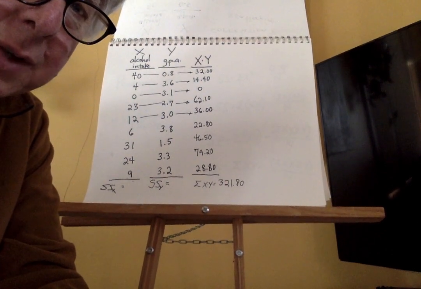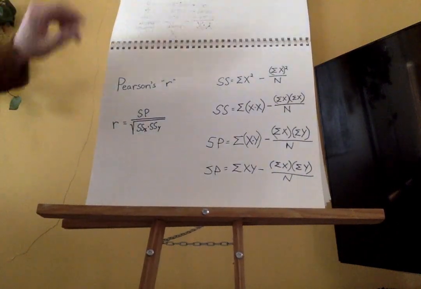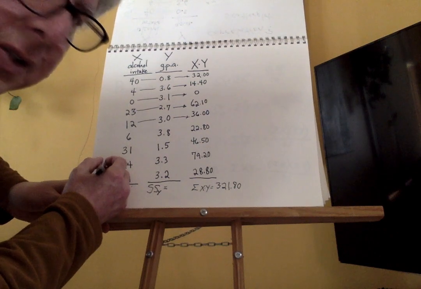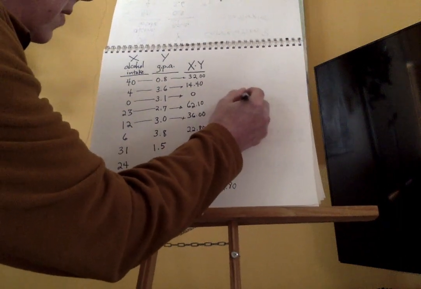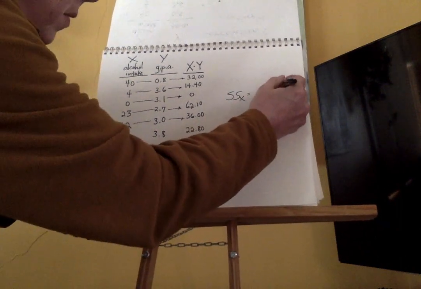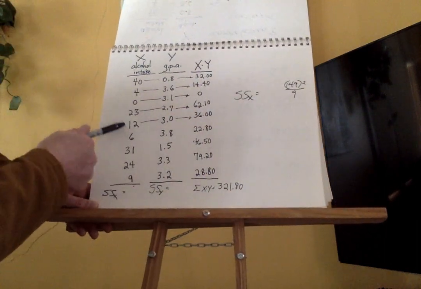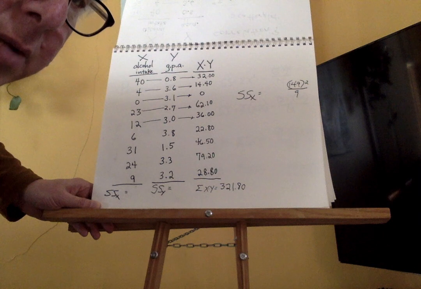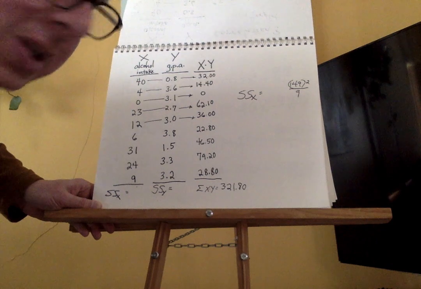Oh, I don't have my sum of squares for x and y. Let's go back here. I have my sum of the x's is 149, right? So let's go over here. Sum of squares for x: 149 squared divided by 9. 1, 2, 3, 4, 5, 6, 7, 8, 9. Okay. And then my sum of the x squared values is 3943.